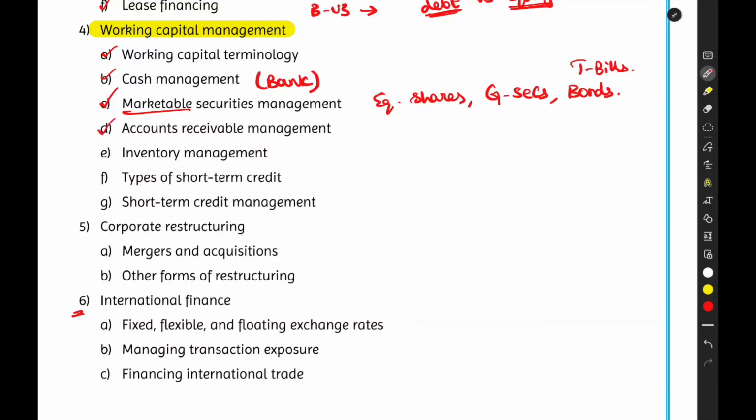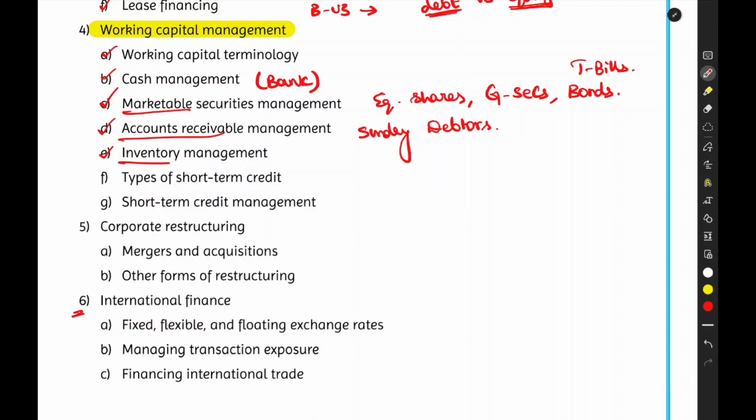Then accounts receivable. Accounts receivable, in Indian language, we call it sundry debtors. So again, how much discount you can give to your customers, how many days of credit period can you lend to them, what is the aging schedule of your debtors and all that stuff.